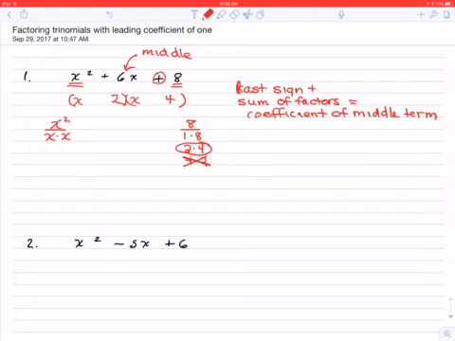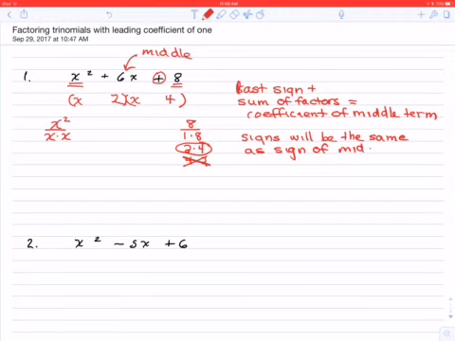Now we have to decide what sign goes between the terms in each of those binomials. Well, if the last sign is positive, the signs will be the same as the sign of the middle term. So the sign of the middle term in this case is positive, so both signs will be positive.